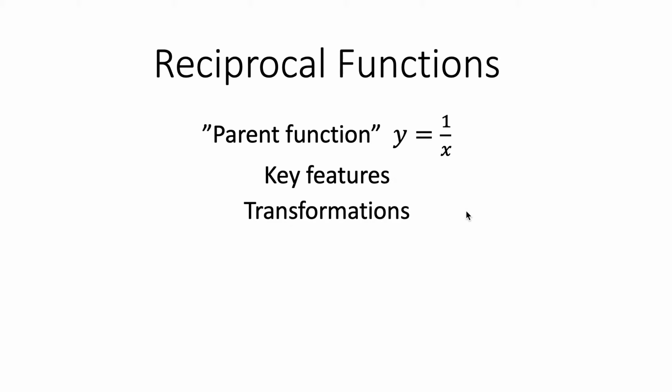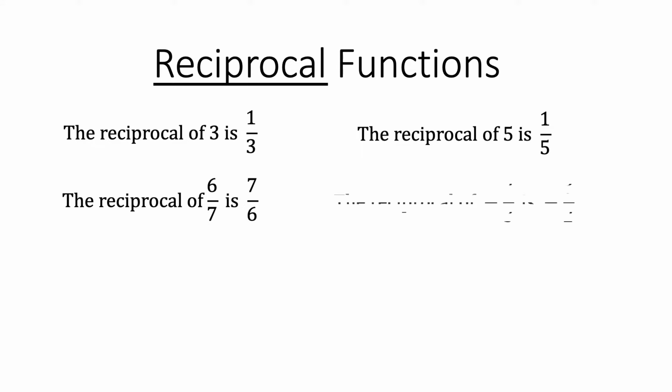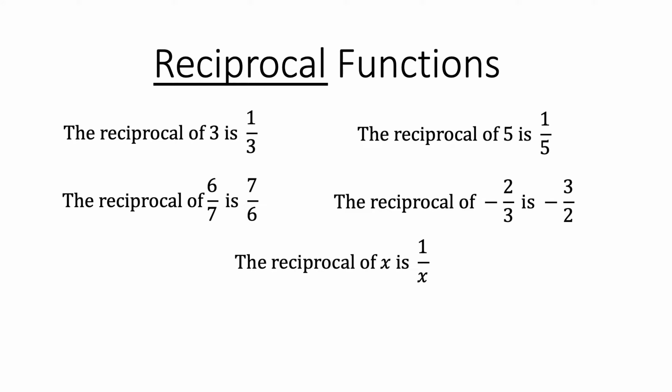First of all, let's talk about what this word reciprocal means. So reciprocal of 3 is 1/3. Reciprocal of 5 is 1/5. Reciprocal of 6/7 is 7/6. Reciprocal that can be -2. So reciprocal of -2/3 is -3/2. Basically, reciprocal of x is 1 on x.